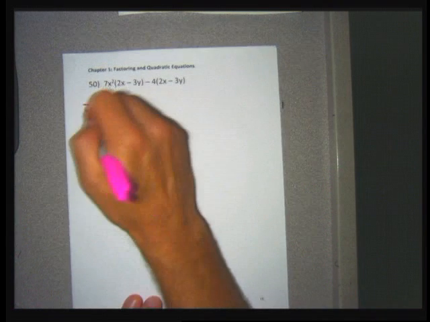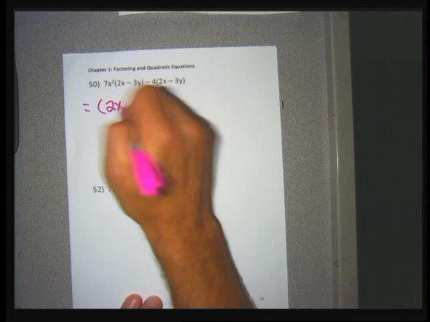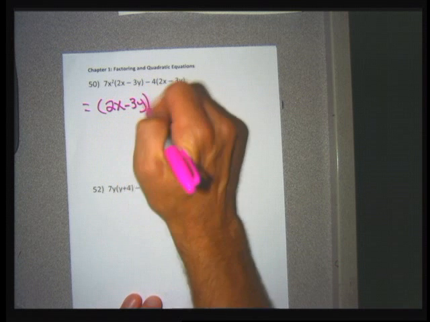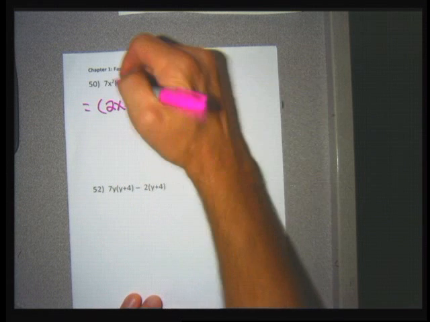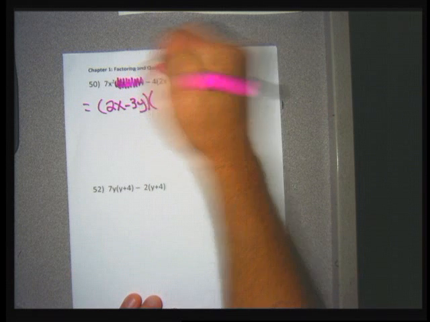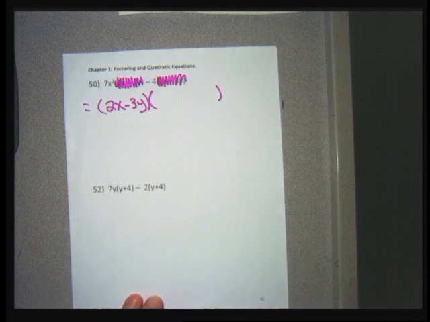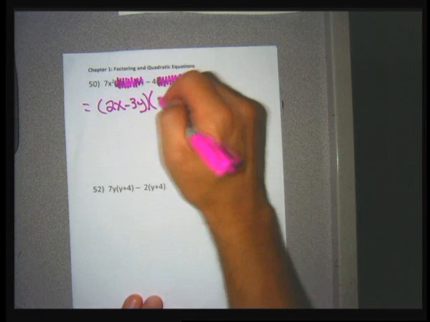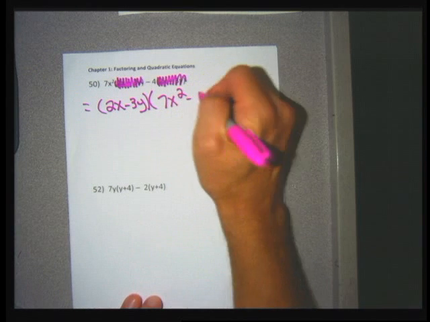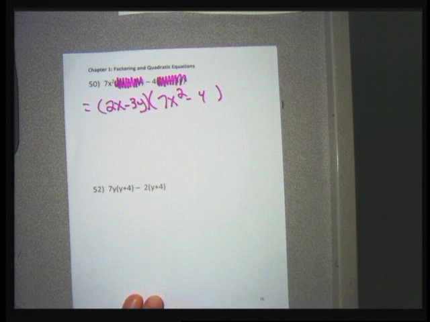Last few problems, same strategy. Problem 50, there's in common a 2x minus 3y. So I'm going to write a 2x minus 3y in a parentheses. After it, I'm going to make a parentheses. And then to figure out what goes inside the parentheses, I just scratch out that 2x minus 3y so I can see what goes inside. What goes inside is 7x squared minus 4. I'm done with 50.